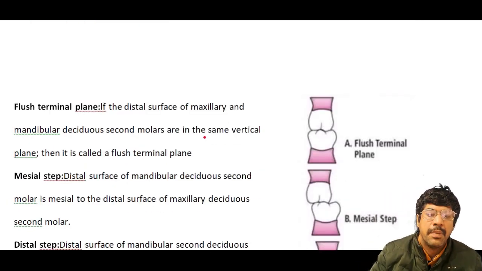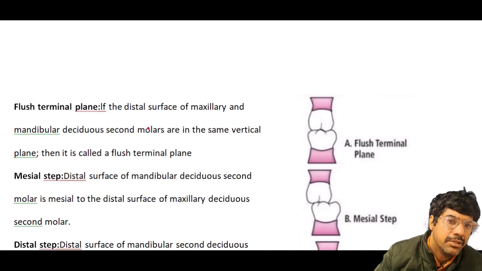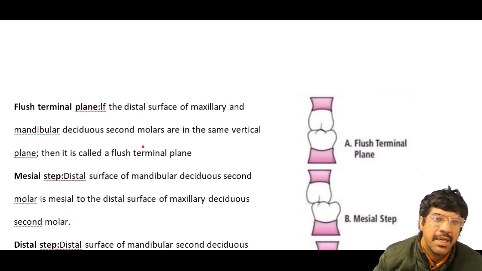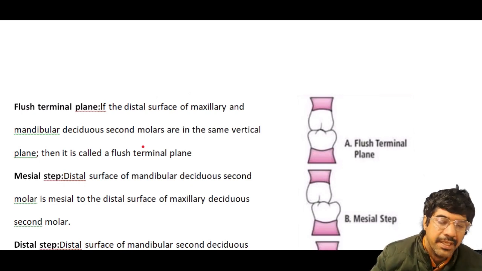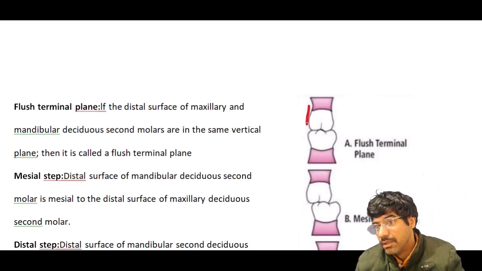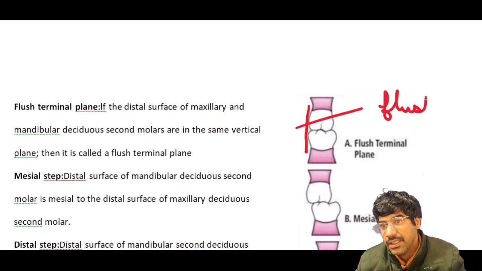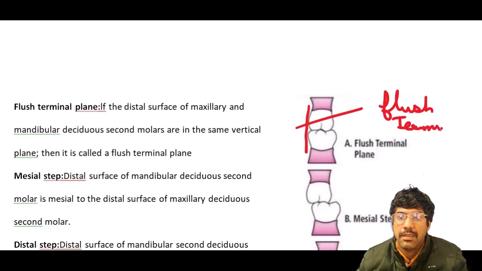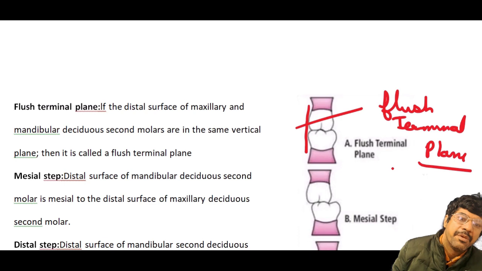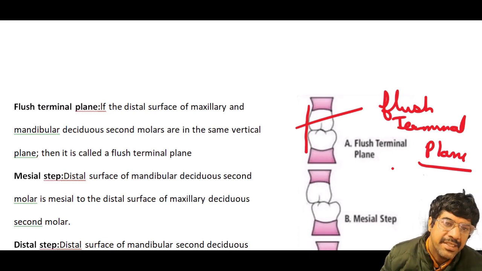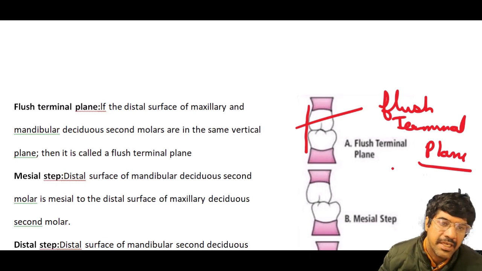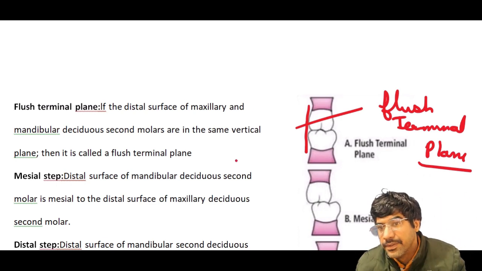So what is the flush terminal? If the distal surface of the maxillary and mandibular deciduous second molars are in the same vertical plane, that is known as the flush terminal plane. Mesial step is when the distal surface of the mandibular deciduous second molar is mesial to the distal surface of the maxillary deciduous second molar.